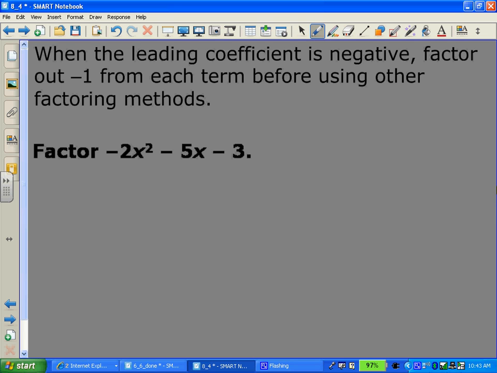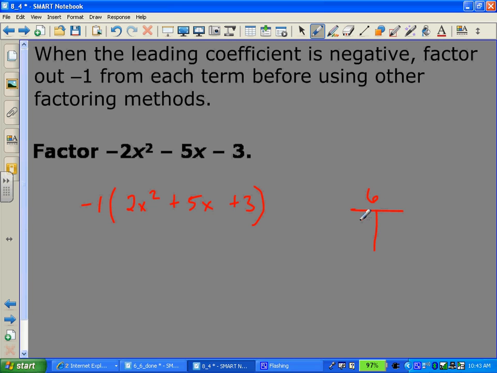Okay? Now, one last thing we need to talk about is if we have a negative sign in front. So when the leading coefficient is negative, factor out negative 1 from each term before we use other factoring methods. So in this case, I'm going to take a negative 1 out. So that's going to give me 2x squared plus 5x plus 3. Okay, now I can use my method with what's in the parentheses here.